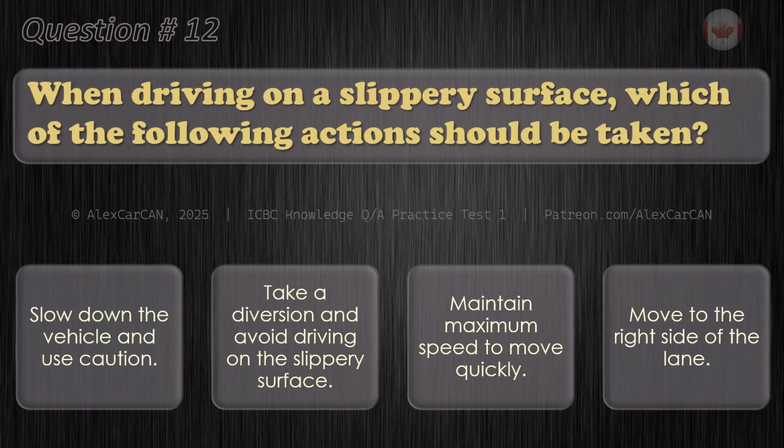Question number 12. When driving on a slippery surface, which of the following actions should be taken? Slow down the vehicle and use caution. Take a diversion and avoid driving on the slippery surface. Maintain maximum speed to move quickly. Move to the right side of the lane. The correct answer is slow down the vehicle and use caution.